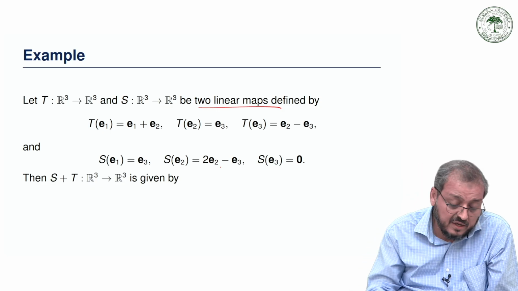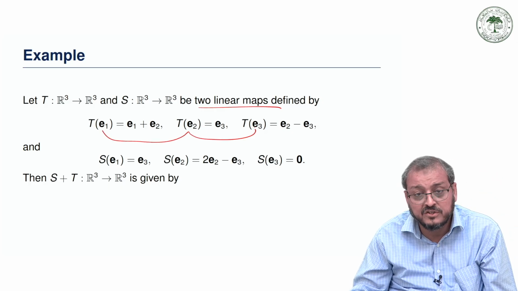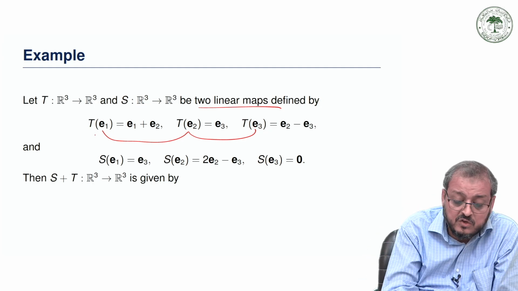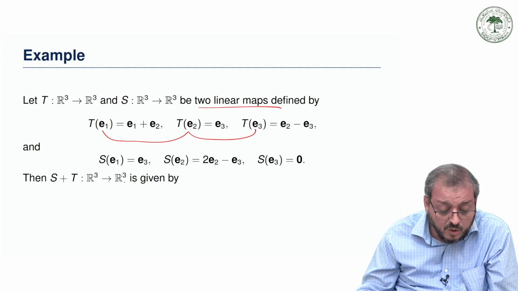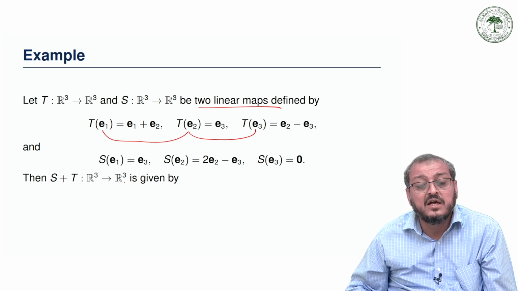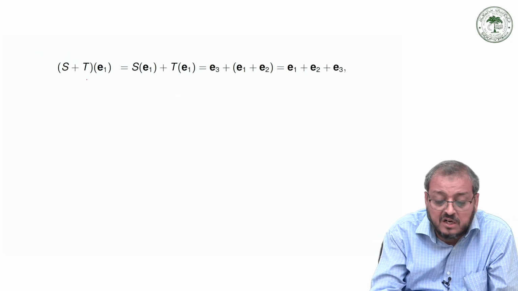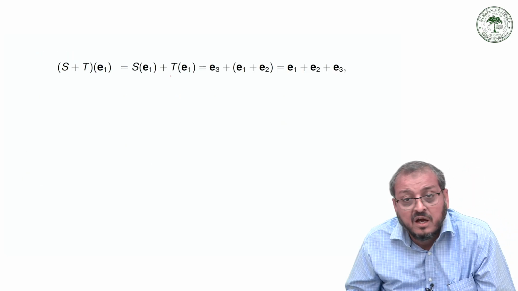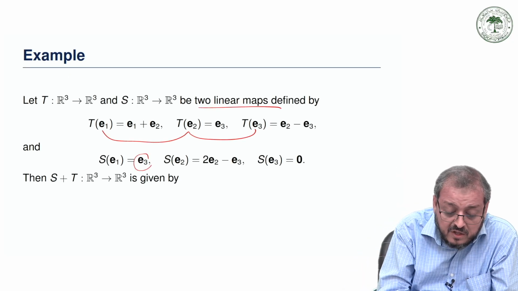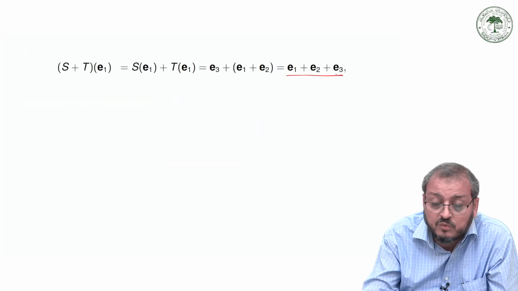First, one method is to write this basis element as a linear combination of the elements, or we can directly calculate (S plus T) of e1, (S plus T) of e2, and so on. So we first directly use the definition. (S plus T) of e1 is equal to S of e1 plus T of e1. Now, S of e1 is equal to e3 and T of e1 is equal to e1 plus e2. So this is e1 plus e2 plus e3.